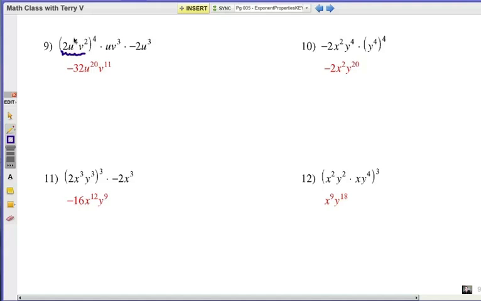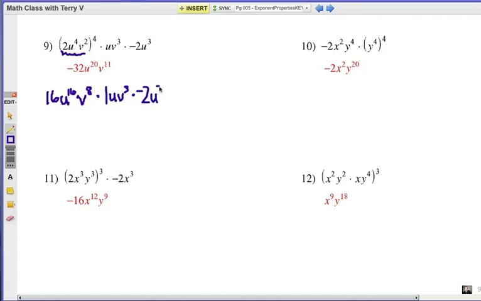So 2 to the 4th power has got to be 16, right? Because that's 2 times 2 times 2 times 2. And then u to the 4th power, we multiply the exponents, that's u to the 16th. V squared to the 4th power is v to the 8th. Okay? And then, of course, we have 1u v to the 3rd. I'm just copying it down and putting a 1 in there just to remind me that it's really there. And then I have a negative 2u to the 3rd.